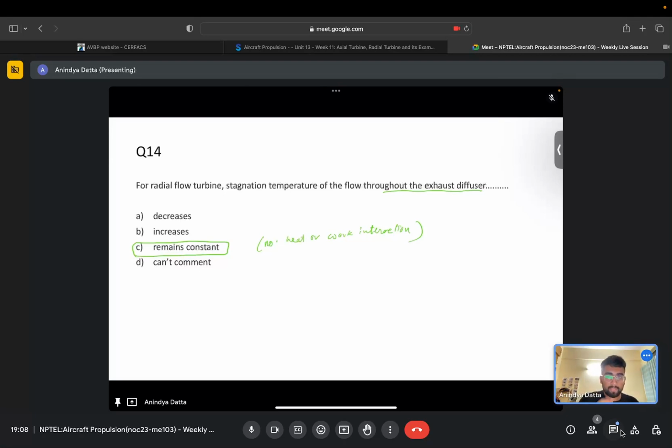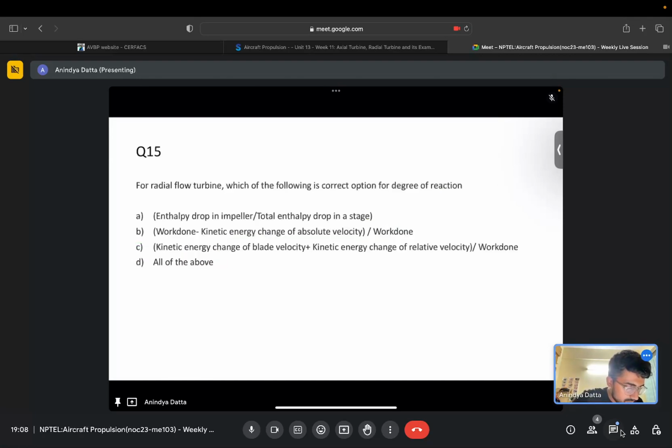Okay, all right. Let's move on. Question 15. For radial flow turbines, which of the following is the correct option for degree of reaction?